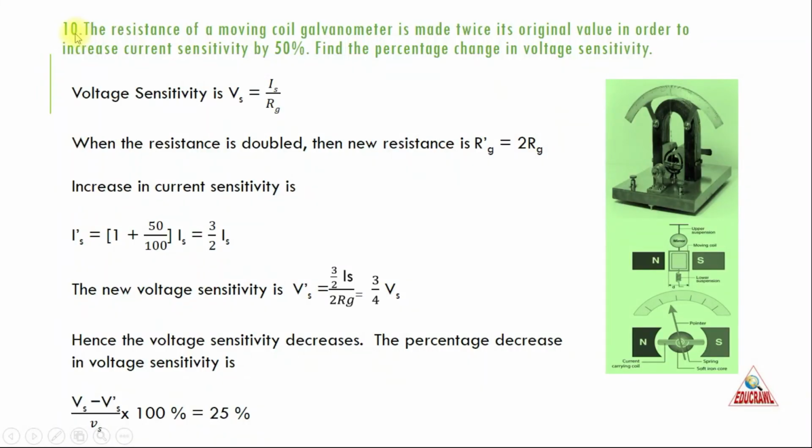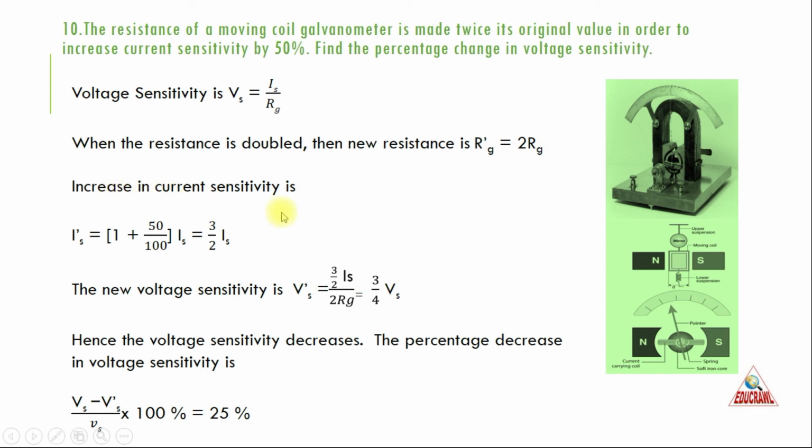Next problem, that is the 10th problem. The resistance of a moving coil galvanometer is made twice its original value in order to increase the current sensitivity by 50%. Find the percentage change in voltage sensitivity. So what we are doing is the resistance is doubled. So original resistance, let me have it as R suffix G. The new resistance is R dash G, which is equal to 2 times Rg.